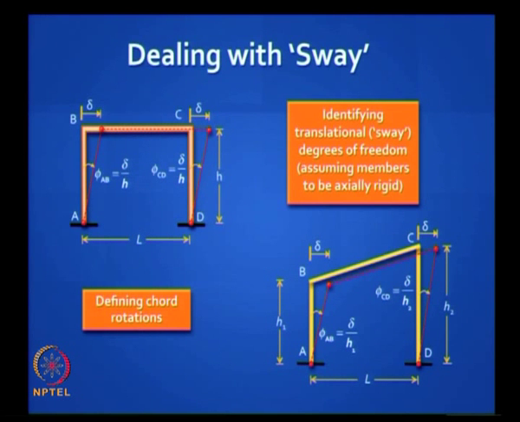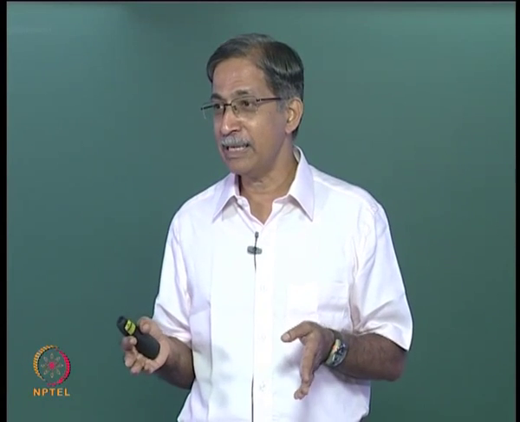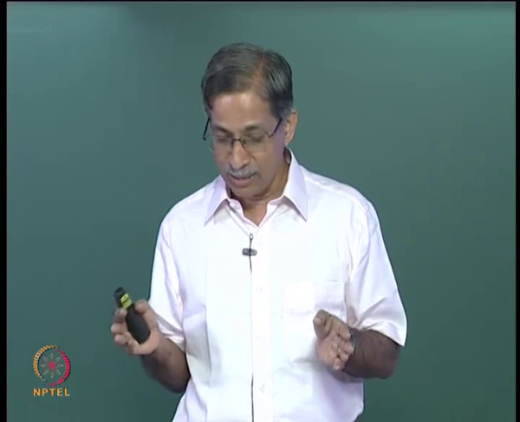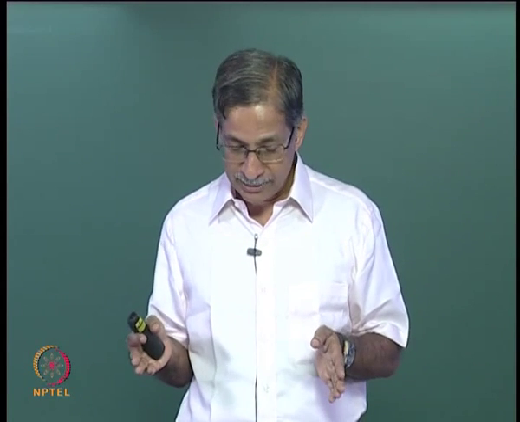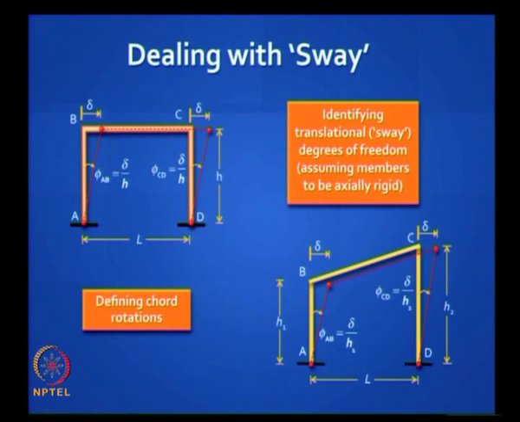you have only one unknown and it's delta. Both the columns will move parallelly as shown here. And what is interesting is the beam does not have any chord rotation, whether the beam is horizontal or inclined, there is no chord rotation. So you have chord rotation only in the vertical elements, and the chord rotation in AB is delta by h1, the chord rotation in CD is delta by h2, got it?